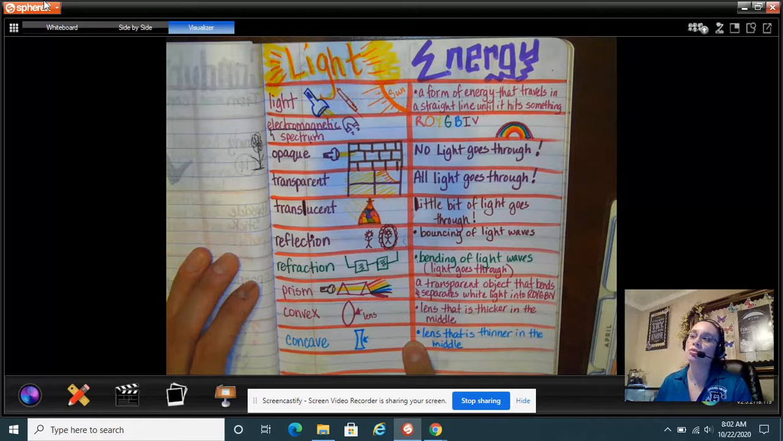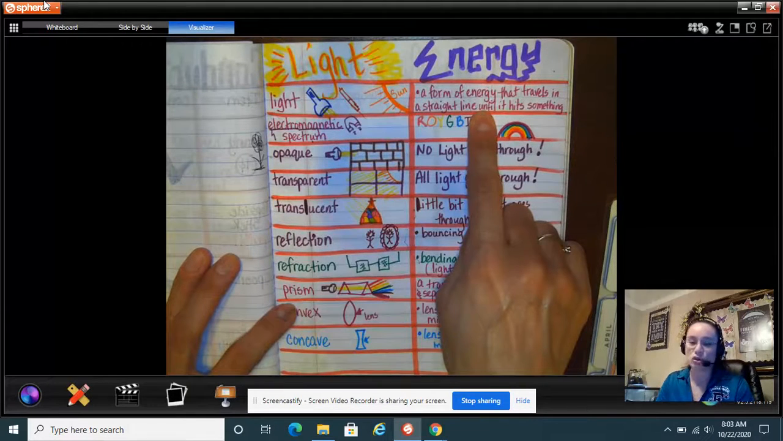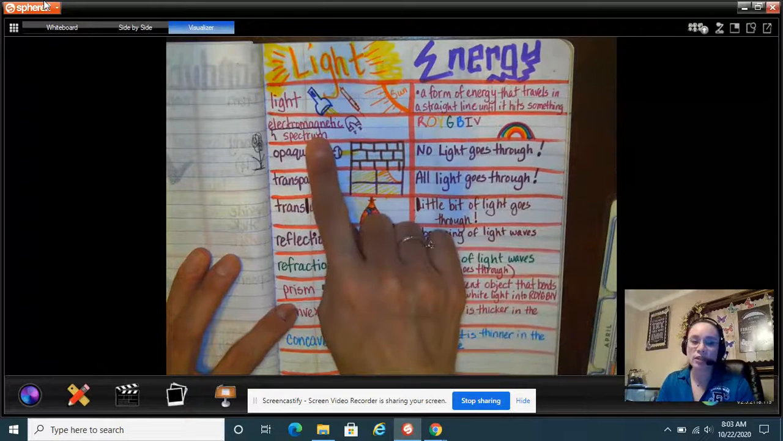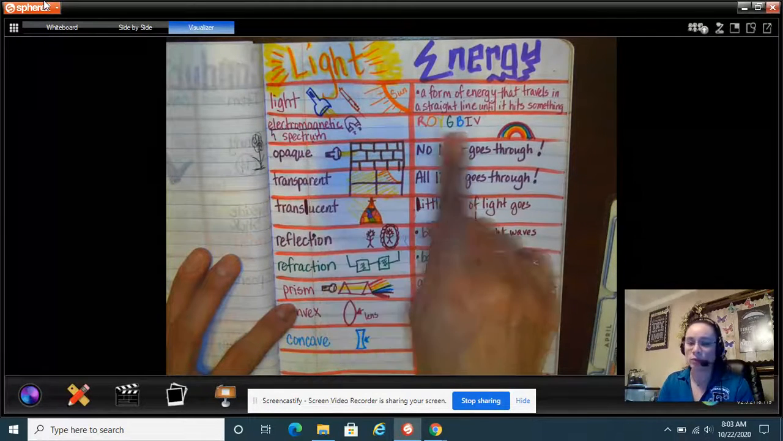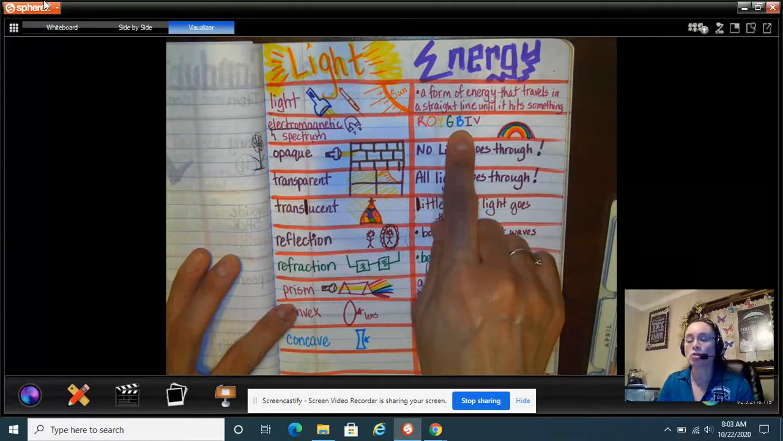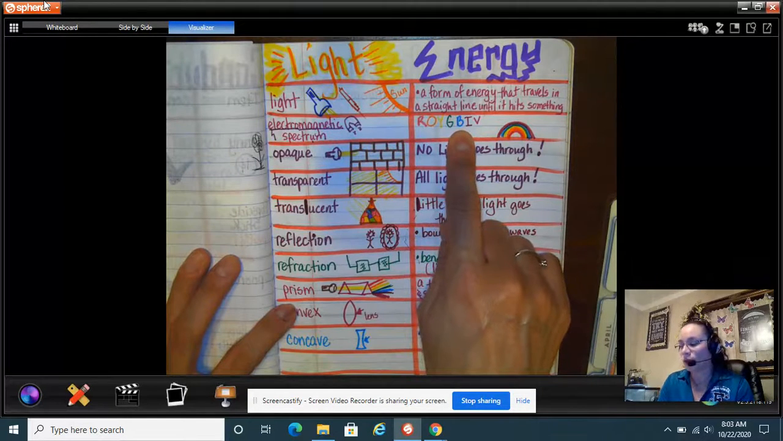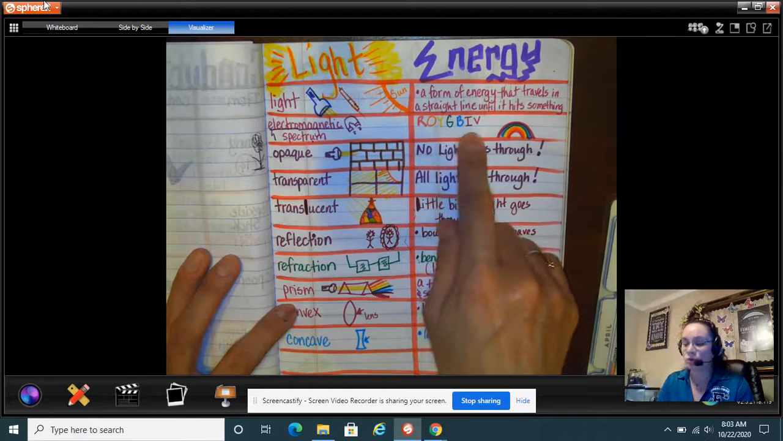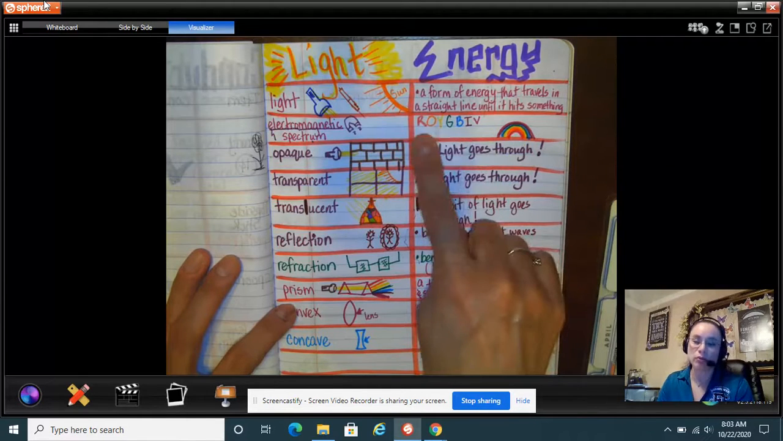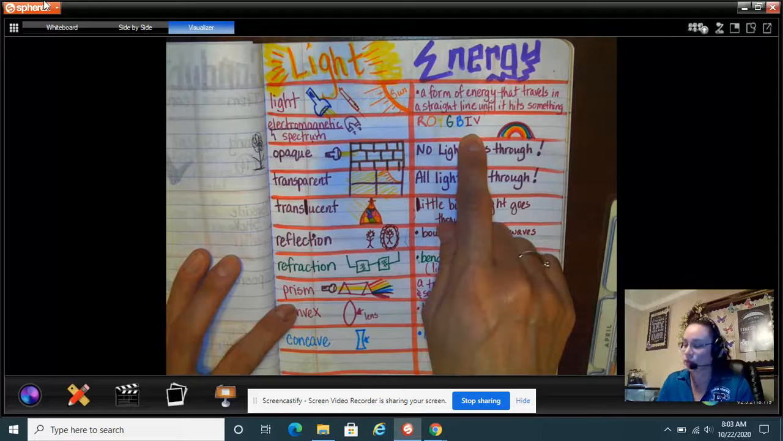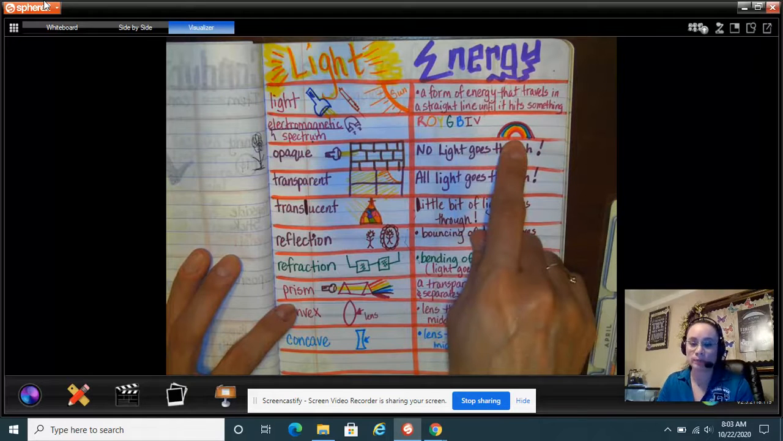So if we're trying to describe light and how it behaves, you have some properties of light. Just like you have properties of matter, well, now we have properties of light. So light is a form of energy that travels in a straight line until it hits something. Okay. So if it hits something, you might see a rainbow. If it hits something and it goes through, you might see the rainbow. Red, orange, yellow, green, blue, indigo, and violet. Those are the colors of the rainbow in that order. So we drew the rainbow for the spectrum.